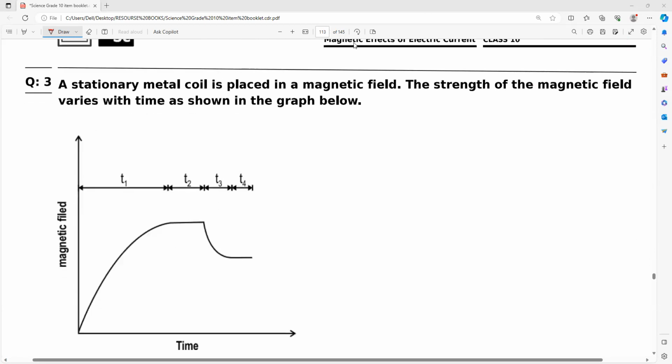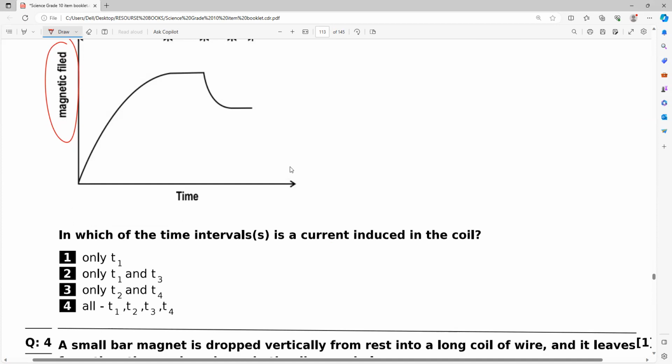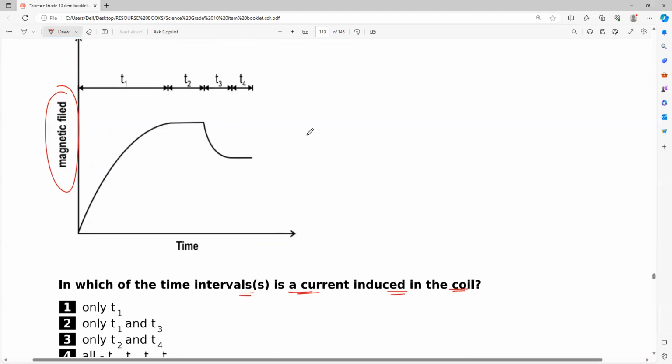Next one. A stationary metal coil is placed in a magnetic field. The strength of the magnetic field varies with time as shown in the graph below. So this is the magnetic field, and this is the time. The strength of the magnetic field keeps varying with time. Now they are asking, in which of the time intervals is a current induced in the coil? In which time interval is current induced, they are asking.